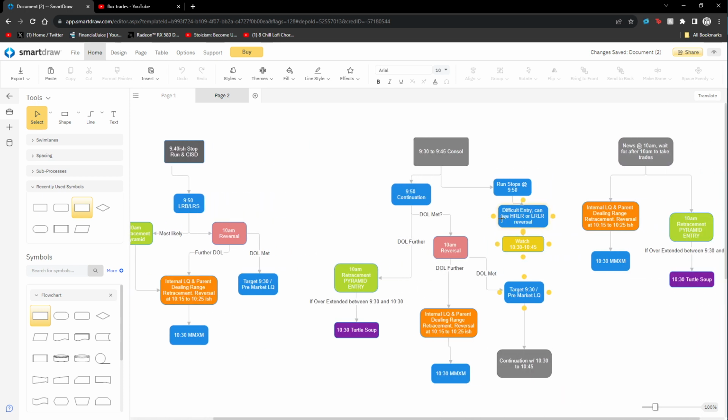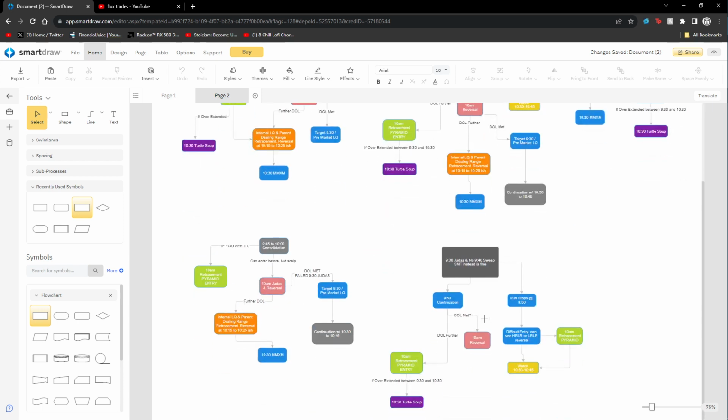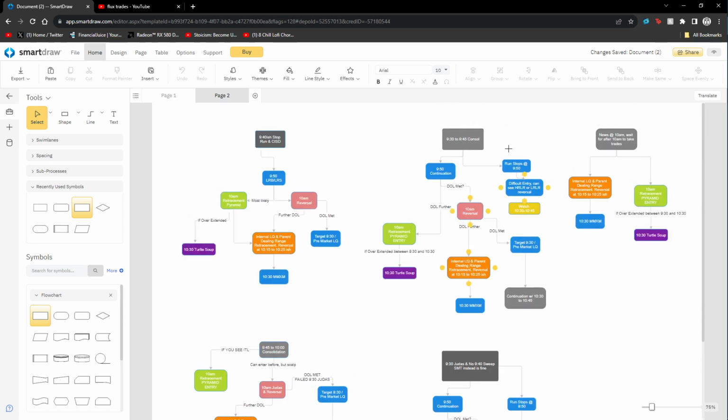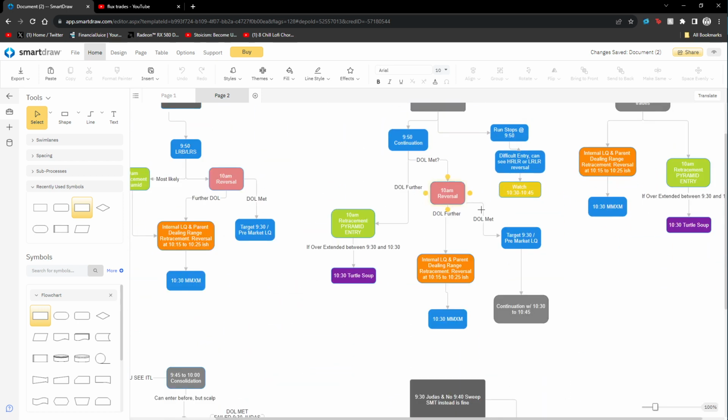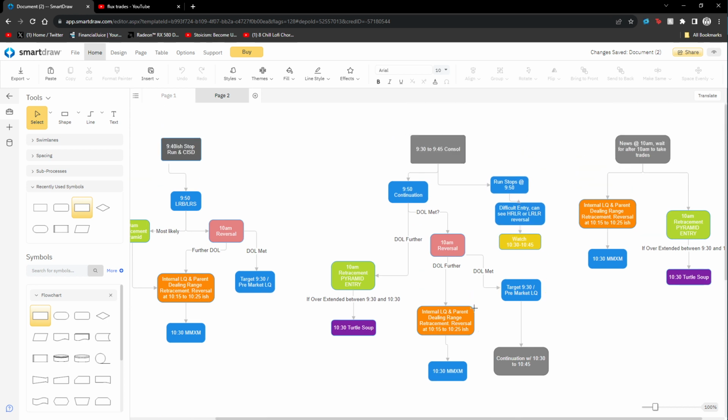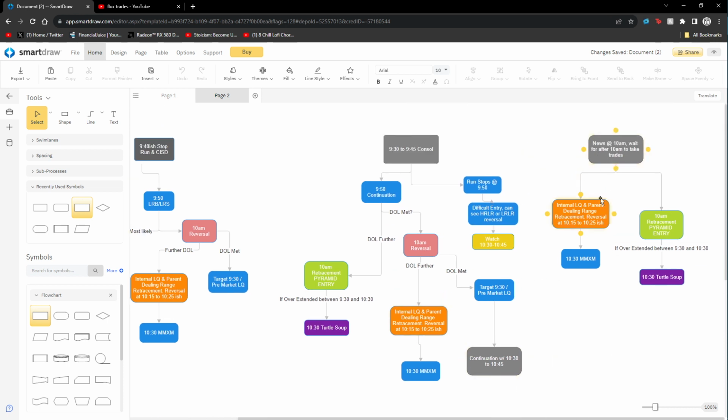Obviously some of them go deeper in steps. Like if you have a 930, 945 consolidation, you can see there's a ton of different things that can happen. News at 10 a.m. Obviously you want to be waiting for after 10 a.m. But you can see both of these play out. Sometimes you can actually use the news as volatility if you have a good framework, but that's also within the PDF.